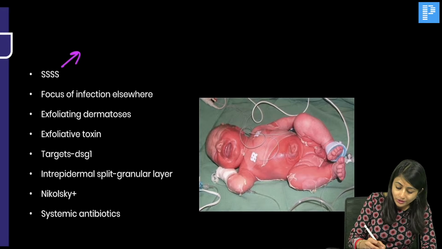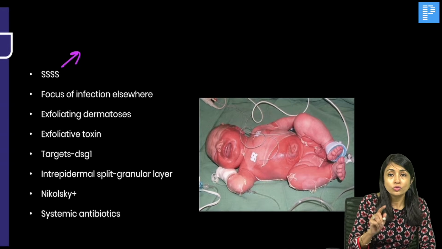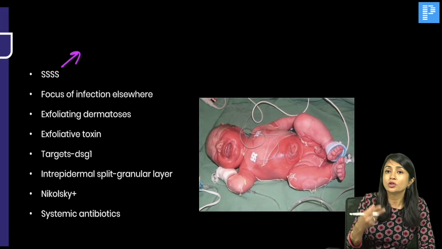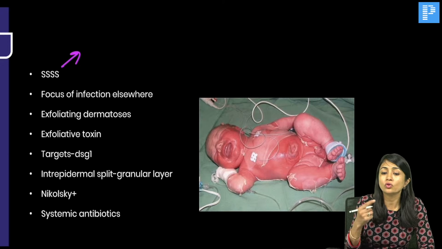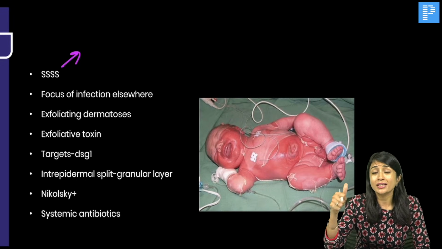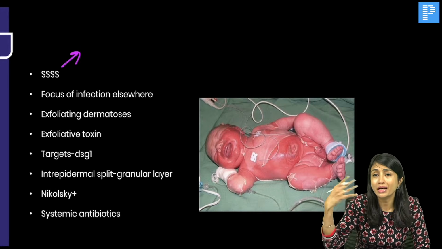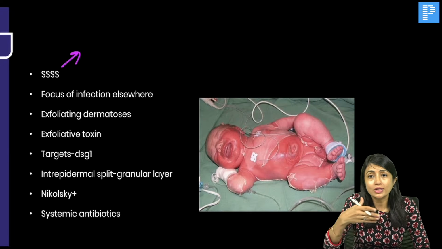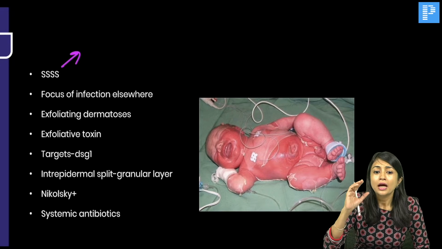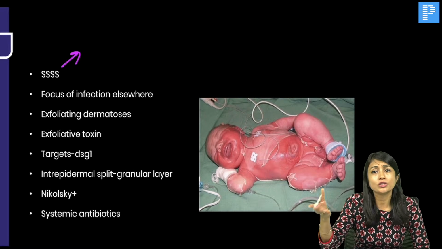It is a toxin mediated dermatosis caused by staphylococcus. So, staphylococcus causes bullous impetigo, but it can also cause a toxin mediated disorder called staphylococcal scalded skin syndrome. It releases a toxin called exfoliative toxin 1, which goes into the blood, comes to the skin, binds to desmoglein 1 and causes sloughing of the epidermis. It is usually seen in infants or neonates.